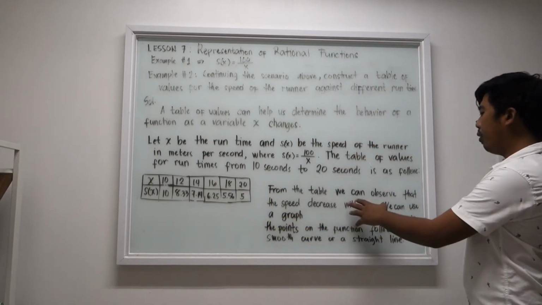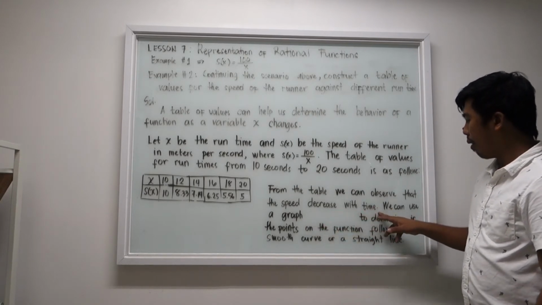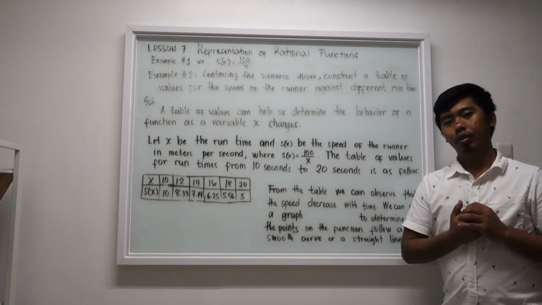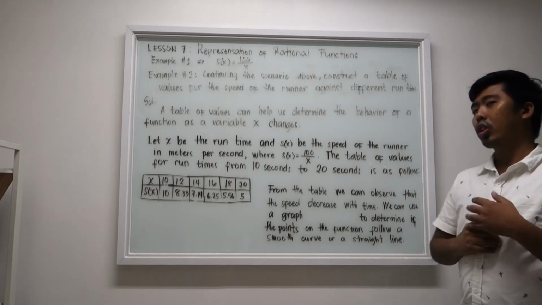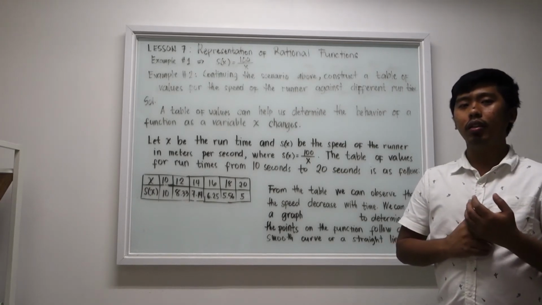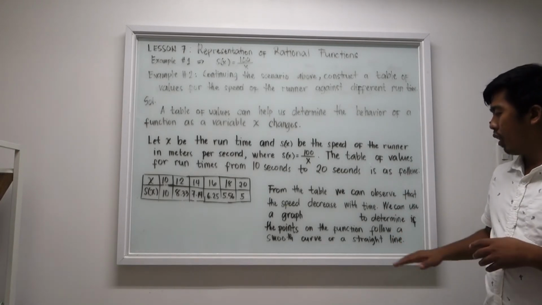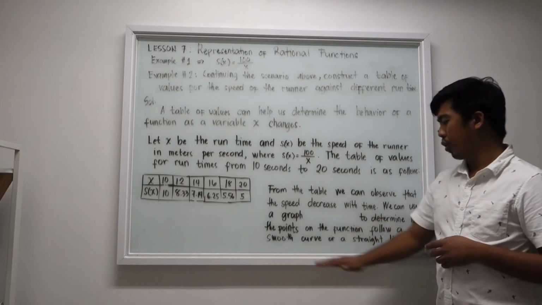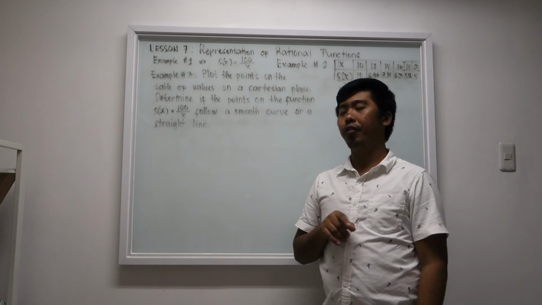From the table, we can observe that the speed decreases with time, so we can use a graph to determine if the points of the function follow a smooth curve or a straight line. Now let's proceed to example number 3.